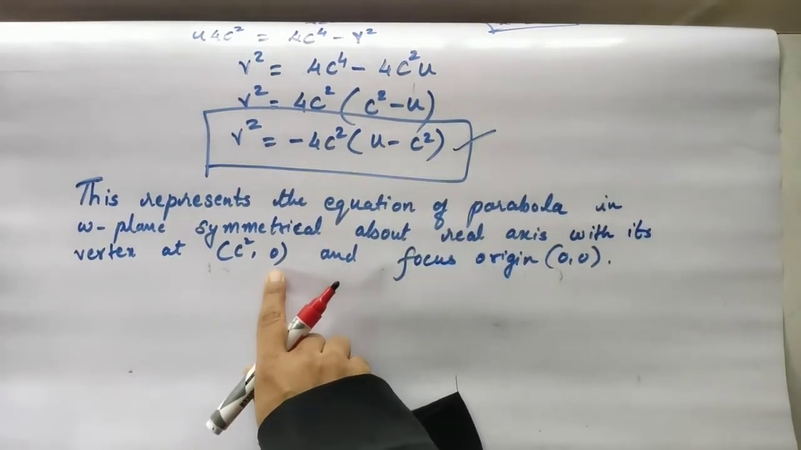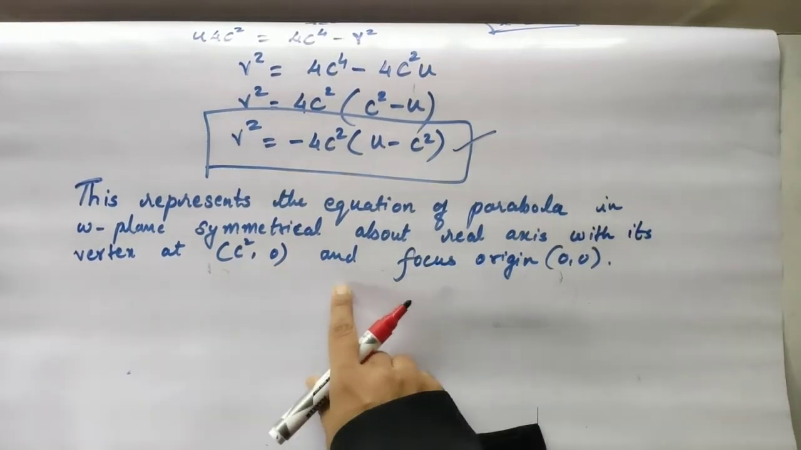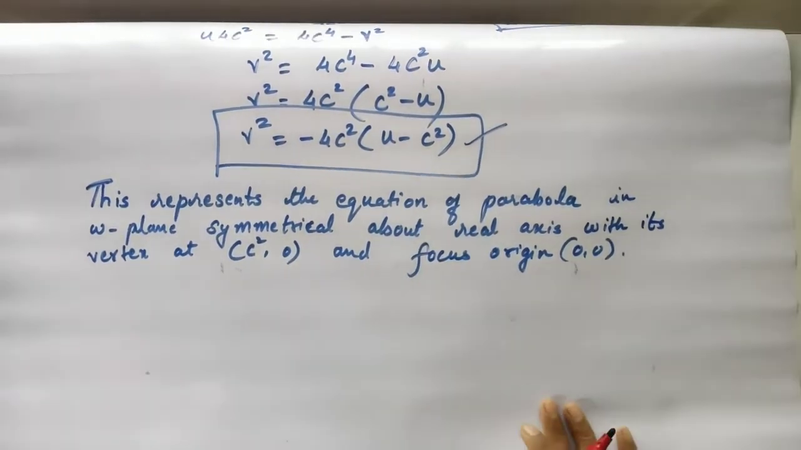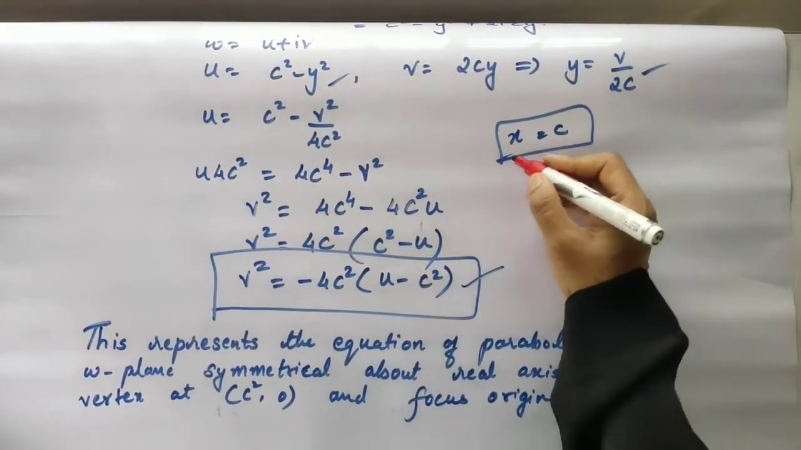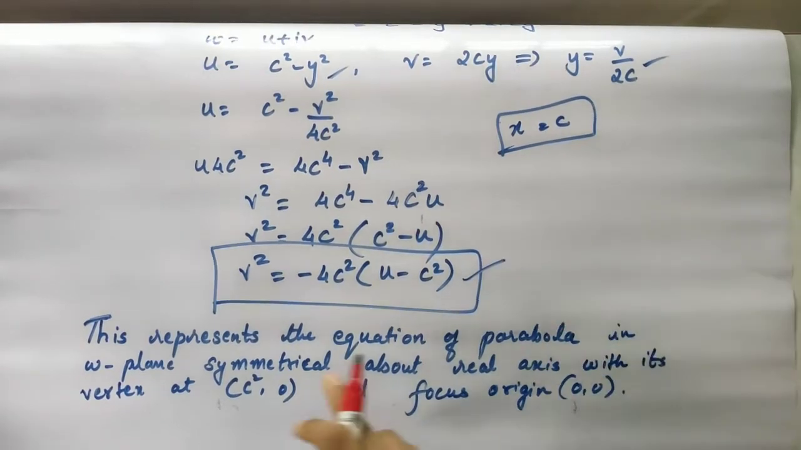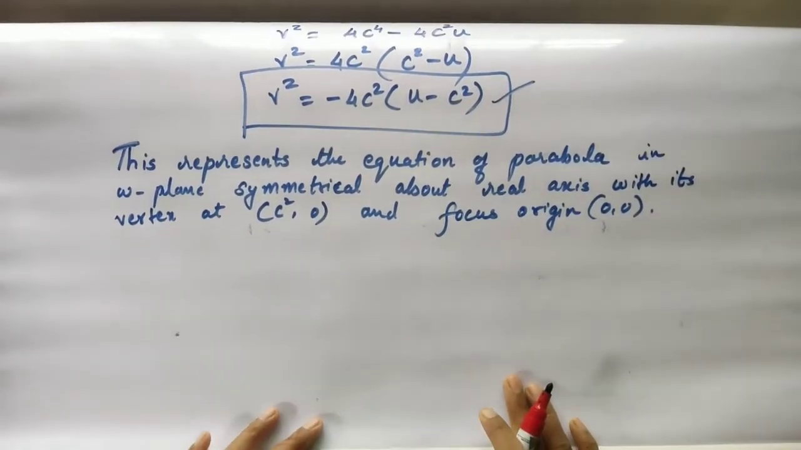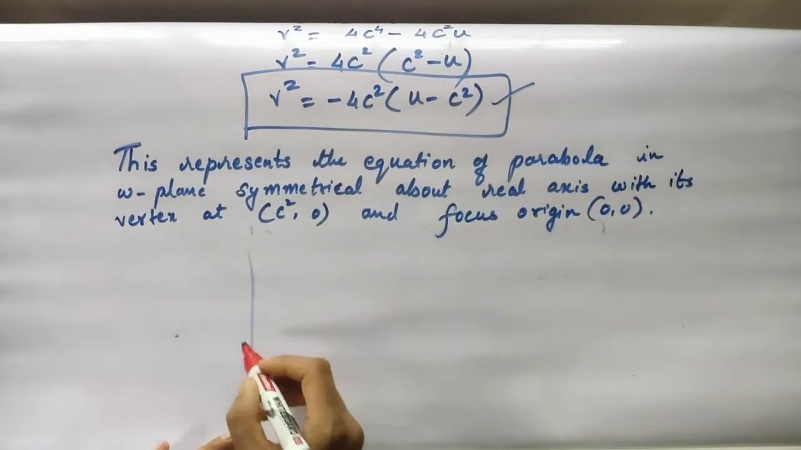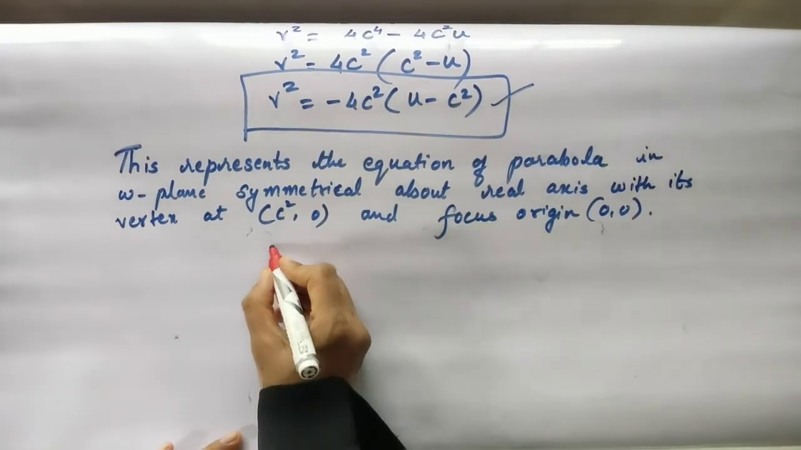See that, look at that. So you get the vertex, it is passing through the real axis at this point, and the focus is the origin. So let's draw. Therefore we can say that the constant x is equal to c, a line in the z plane, has been transformed to a parabola of this shape. So let me draw and show you how the line in the z plane is transformed to a parabola under that transformation.